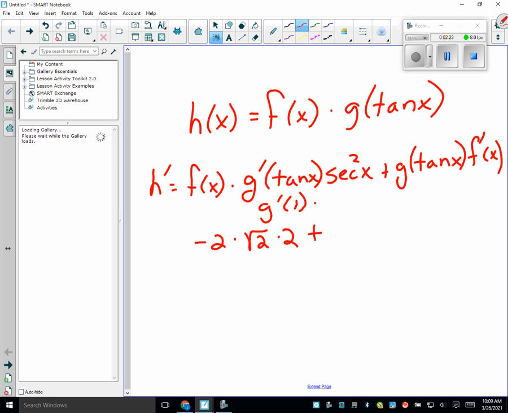Plus, what is tangent of pi over 4? 1. So what's g of 1? 3 halves. Times 2. So I just simplify that? I did it right, except for the secant. So we got it. All right, that was 8.